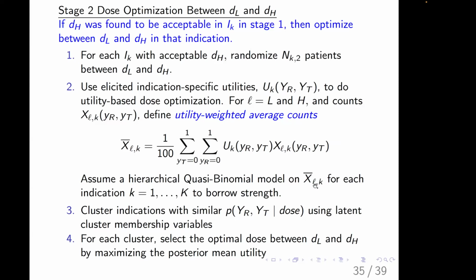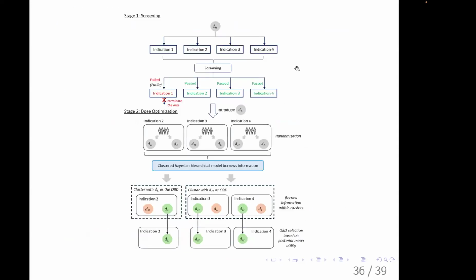Okay. And so the L is low dose, high dose. And then one thing that we do to reduce dimension is cluster indications that have got similar distributions using latent clustering variables. So that's a cute thing. You don't have to do it, but it makes things a bit more reliable if you have 2 diseases where the dose outcome models are similar. And then with each cluster, meaning indication or combined indications, you just pick the optimal dose between the low and high dose to maximize posterior mean utility. So with all the structure, when you get done at the end, you can pick which of the 2 doses you like better.